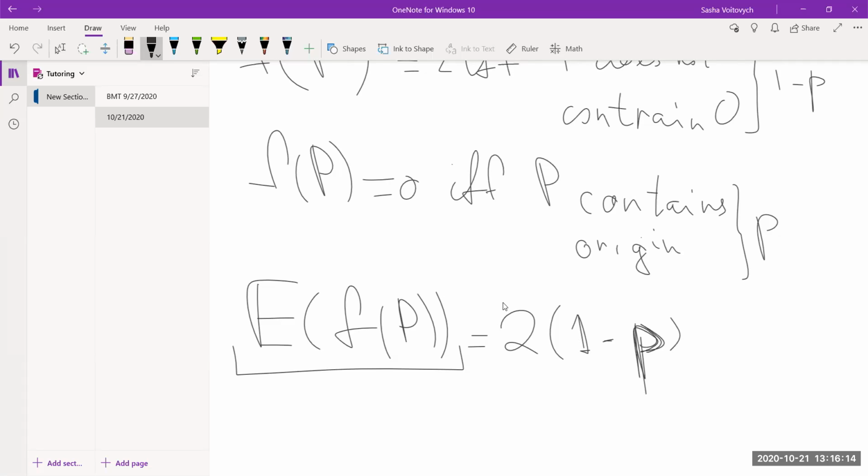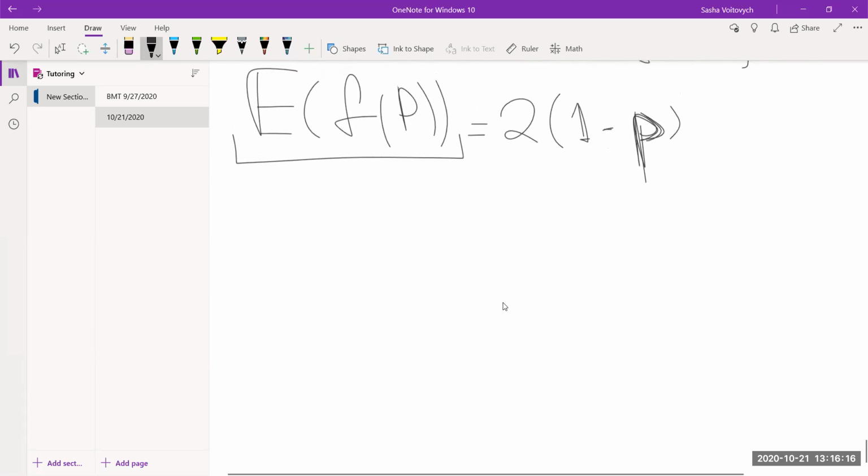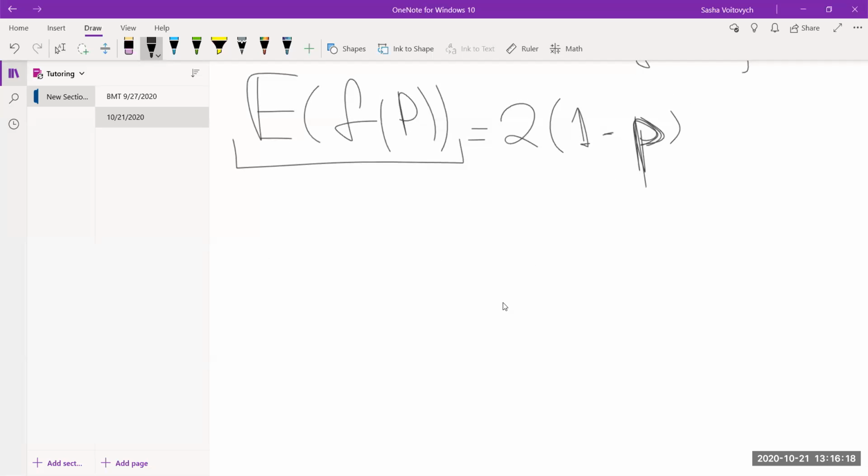Okay, and what we're going to do now is a common method when you apply probability to combinatorics. It is called the method of indicators. So we have n endpoints.